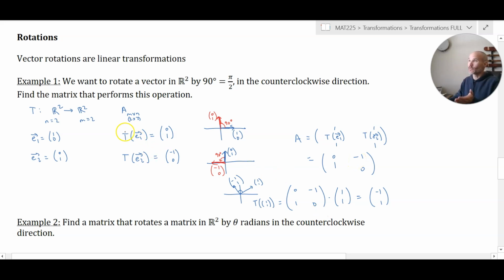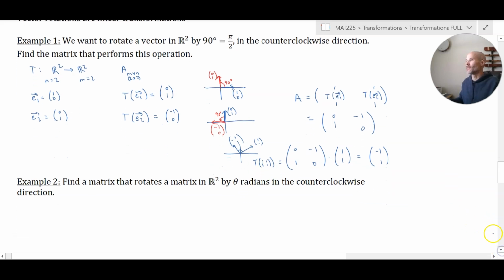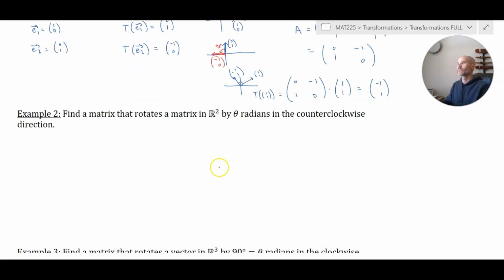So to build our matrix, we just have to transform the 2 basis vectors, and then we take those 2 transformed vectors and form the columns of the A matrix. As long as it's a linear transformation, it's going to work. So in the next example, let's take a look at a rotation by theta radians. We'll actually work with a simple case here. Let's say we work with 45 degrees, which would be theta equals pi over 4 radians.